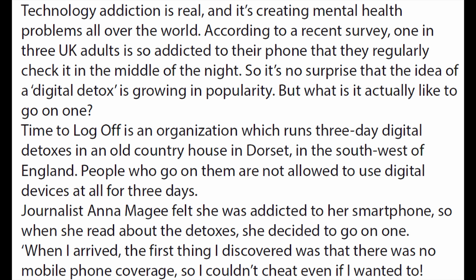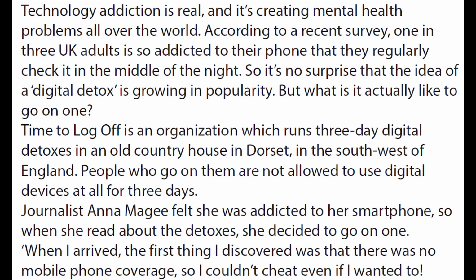Time to Log Off is an organisation which runs 3-day digital detoxes in an old country house in Dorset in the southwest of England. People who go on them are not allowed to use digital devices at all for 3 days. Journalist Anna McGee felt she was addicted to her smartphone. So when she read about the detoxes, she decided to go on one.